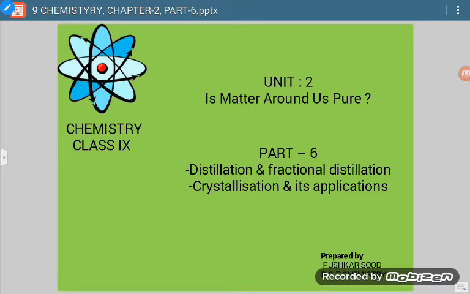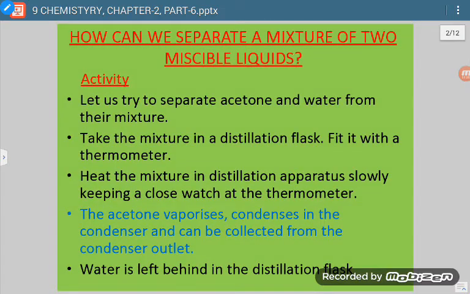Good morning, students. So today we are going to discuss the next portion of our second unit, and in this portion we are going to study distillation, then fractional distillation, and then crystallization. As we are doing the techniques of separation of a mixture into its components. So these three techniques we are going to discuss today.